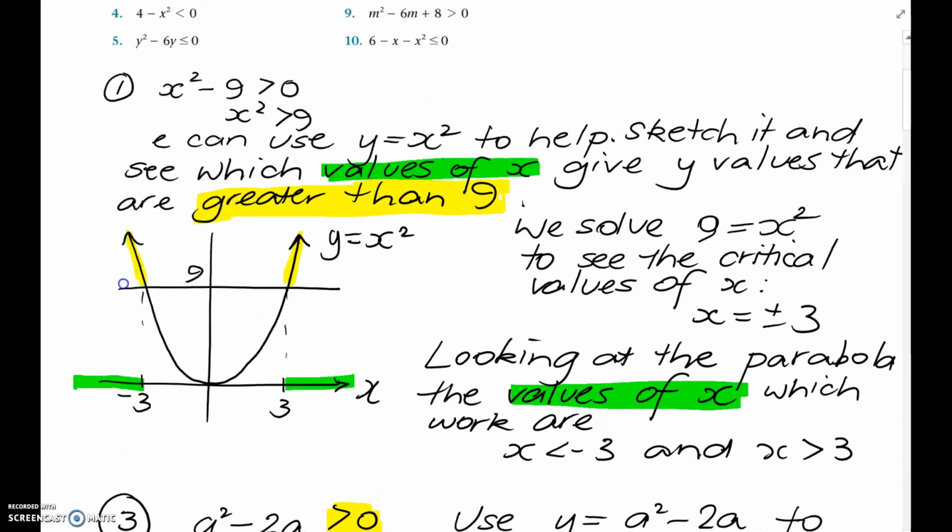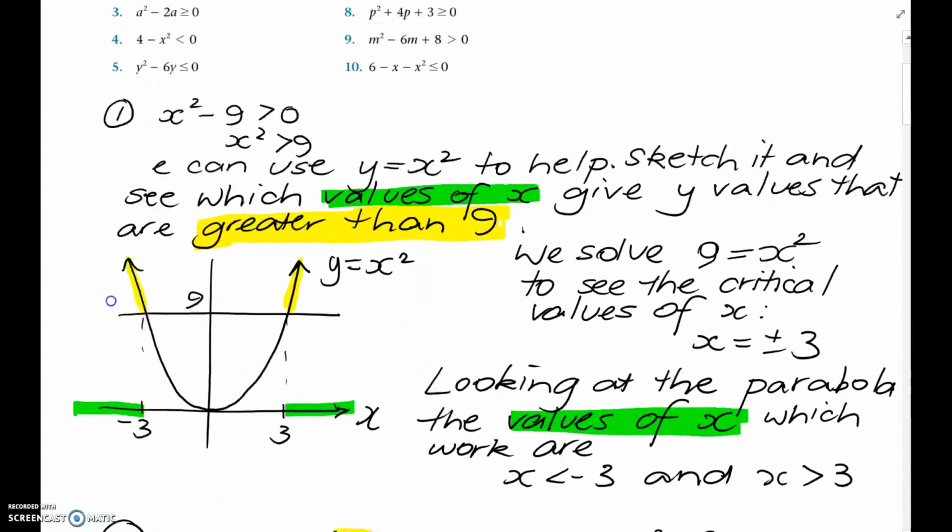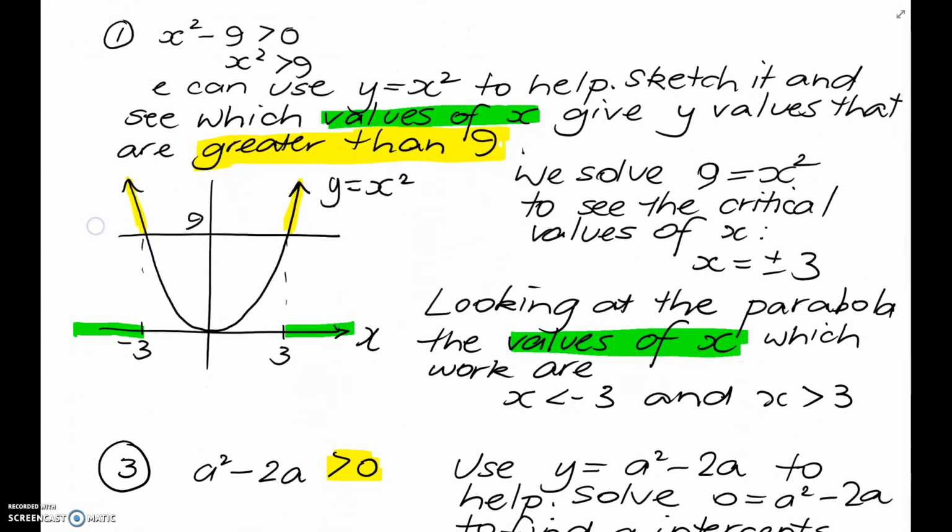Okay, so with this help with exercise 10.2, I'm going to do a couple of them, and there's a couple of ways you can approach it. But with question 1, I decided to have a look at x squared minus 9 greater than 0 and say that that was the equivalent of looking at x squared greater than 9. Y equals x squared is a helpful tool. It is a picture of x squared for various values of x, and there it is drawn there. It's a parabola. It's the most simple parabola we can have.